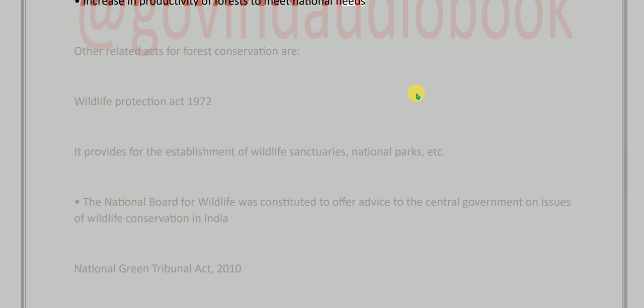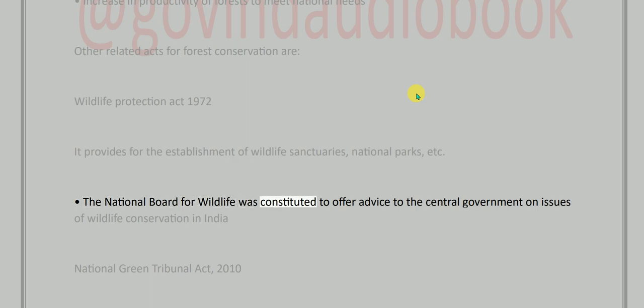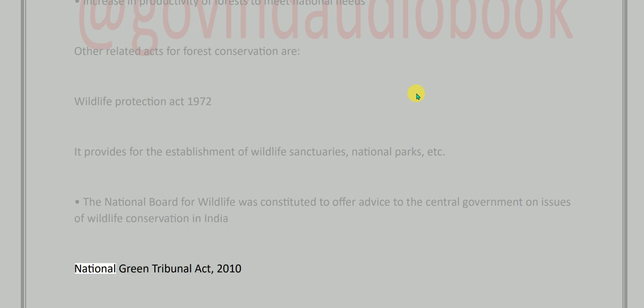Other related acts for forest conservation are Wildlife Protection Act 1972. It provides for the establishment of wildlife sanctuaries, national parks, etc. The National Board for Wildlife was constituted to offer advice to the central government on issues of wildlife conservation in India. National Green Tribunal Act 2010.